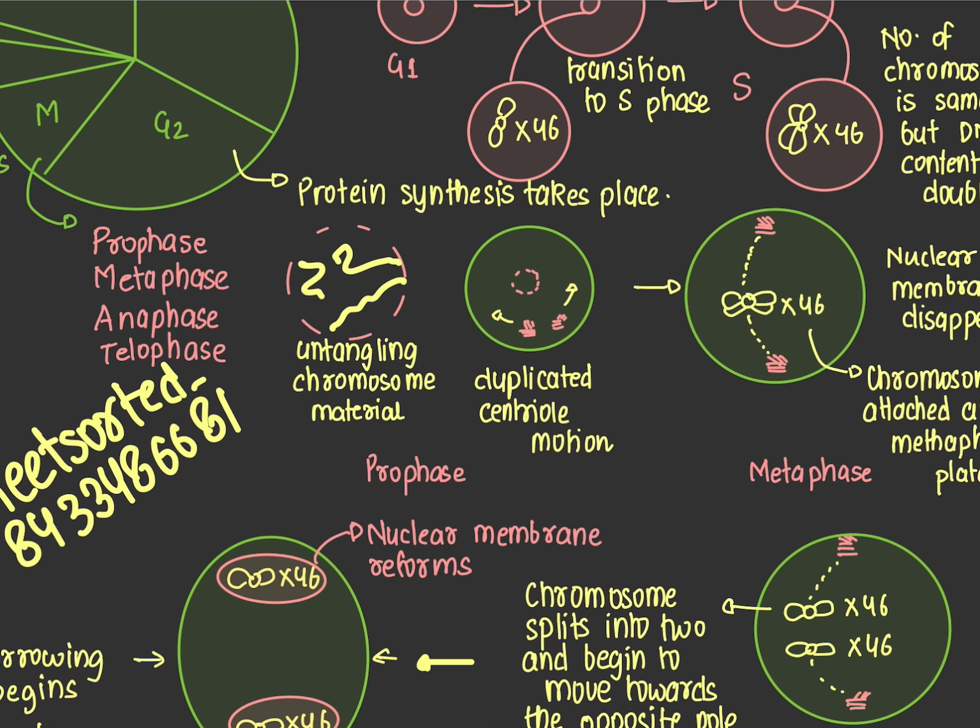Now, after these centrioles are at their place, they give out spindle fibers which attach to the kinetochore region of the chromosome. Since we know that we have 46 chromosomes at the moment, each of them will be separated and they'll move towards the opposite pole in the next form. Here all are arranged in the center, called the metaphase plate.